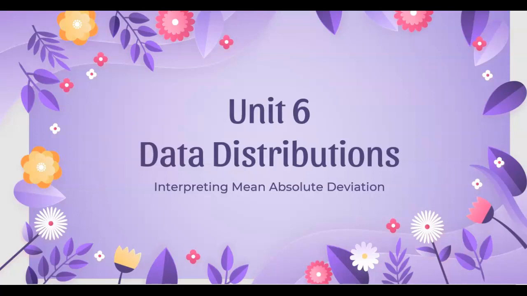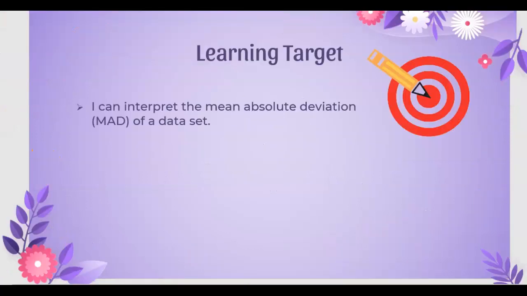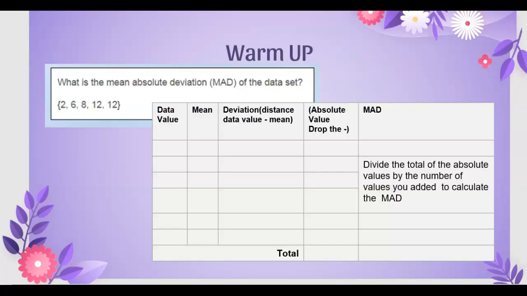So this video is going to teach you how to interpret the mean absolute deviation once you find it. Our learning target today is: I can interpret the mean absolute deviation, or MAD, of a data set. Yesterday we talked about finding the MAD.